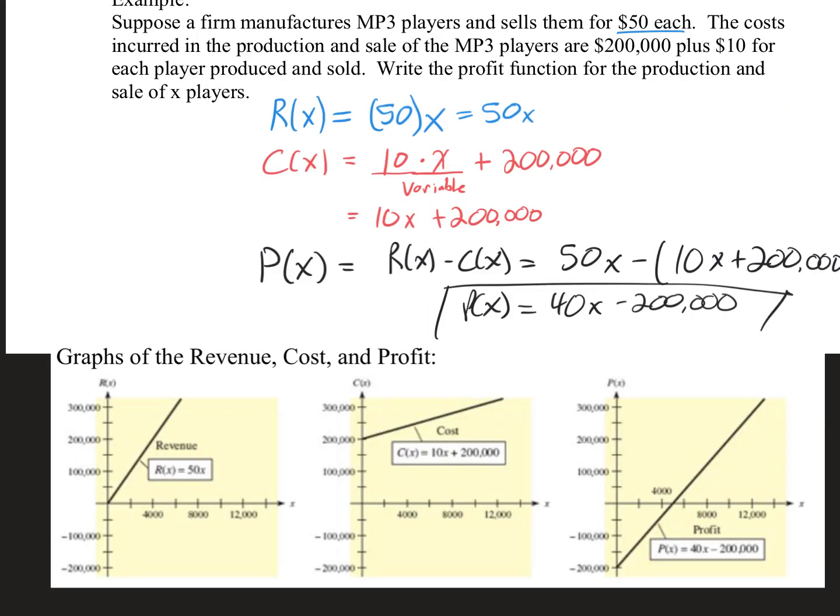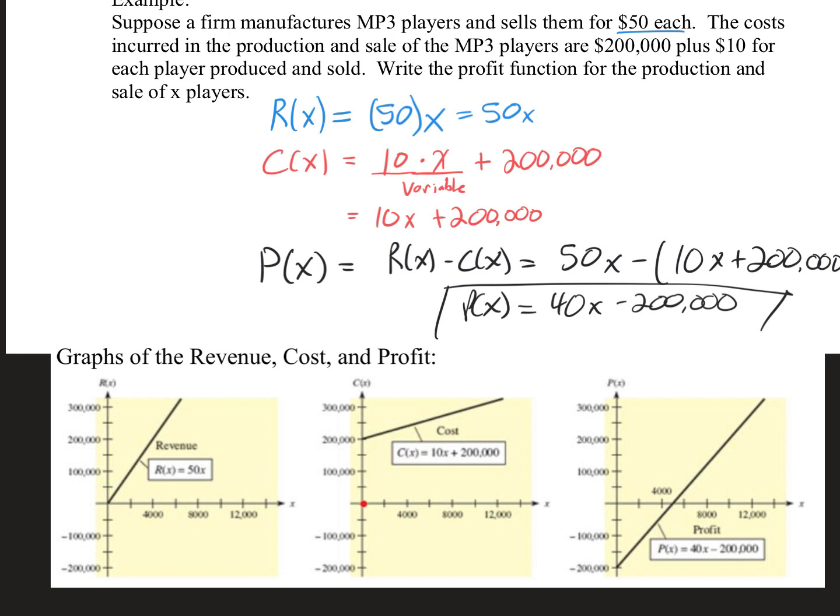Let's look at these three functions a little bit more. We have the revenue function graphed on the left, cost in the middle, profit is on the right. And first of all, let's look at the revenue function. You'll notice it goes through the origin (0, 0). The common sense understanding of that is if you have 0 units produced and sold, then your revenue, the money coming in, would of course be 0.